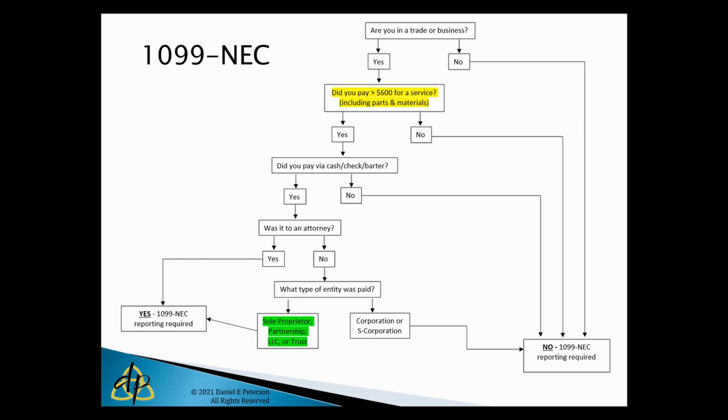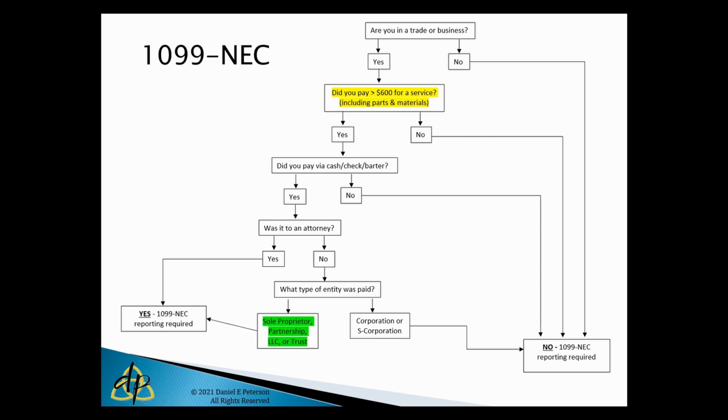So obviously you're here because you're in a trade or business. Nonprofits, churches, etc. are considered to be in a trade or business for these reporting requirements. When you pay somebody more than $600 for services, including parts and materials, you move down the flowchart in the yes box. If you paid that person by check, cash, or you bartered for those services, then you move down the yes box as well. If you paid an attorney for services to represent you, you're required to issue a 1099 to them regardless of their entity type. As we move down the flowchart, we have to determine what kind of entity was paid.